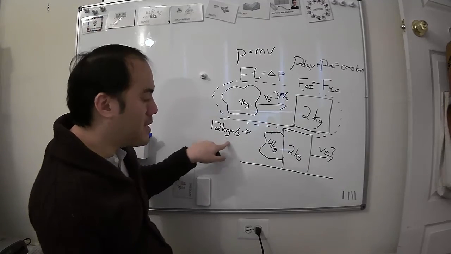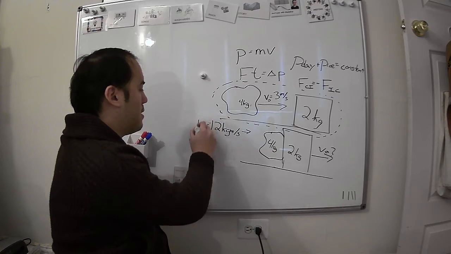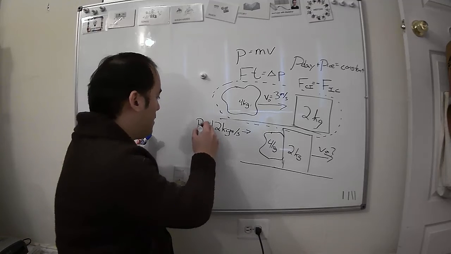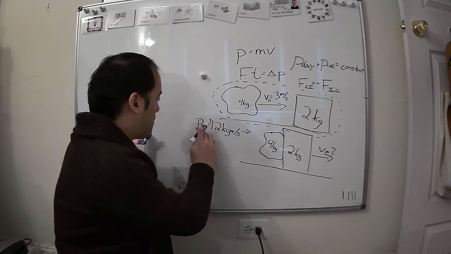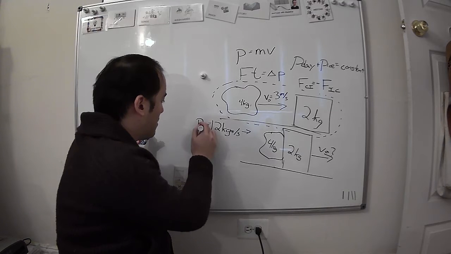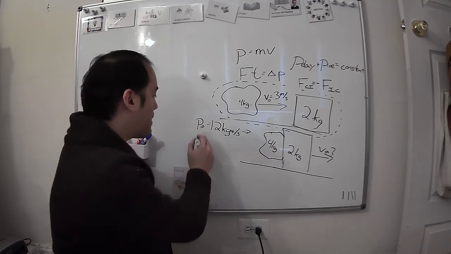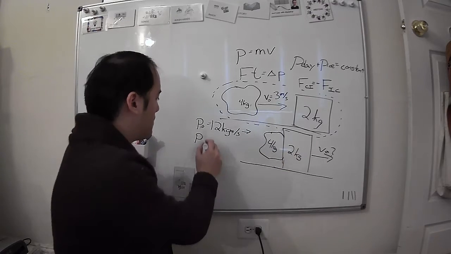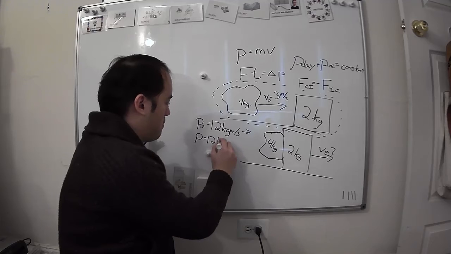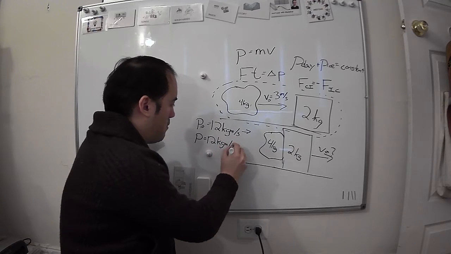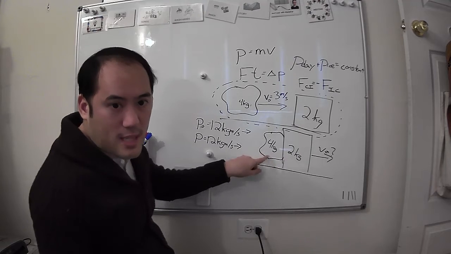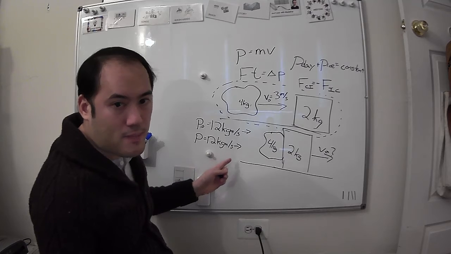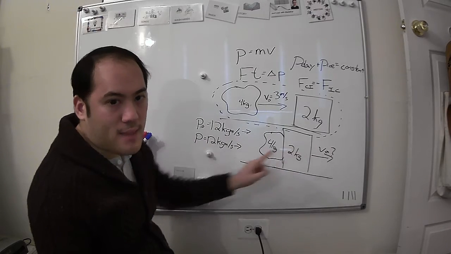So this is not the momentum of the clay. This is the momentum of the system before the collision. Let's call it P naught. That means it's also the momentum of the system afterwards. So after the collision, the clay and ice move together, and we know their momentum is still 12 kilogram meters per second. How do you find the velocity if you know the momentum?